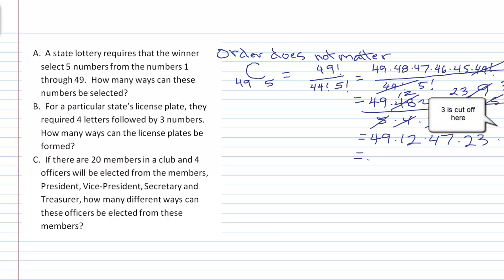So there are a lot of combinations here. So we multiply that out with our calculator. That's 1,906,884 different ways that those numbers can come up. And again, order does not matter, and you can only use the number once, and that's what makes it a combination.